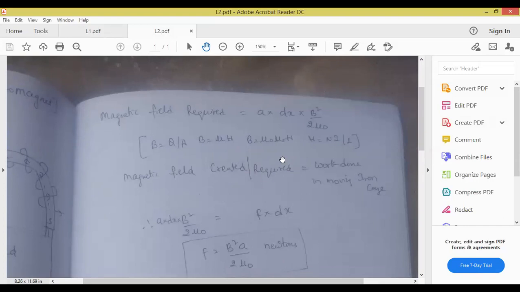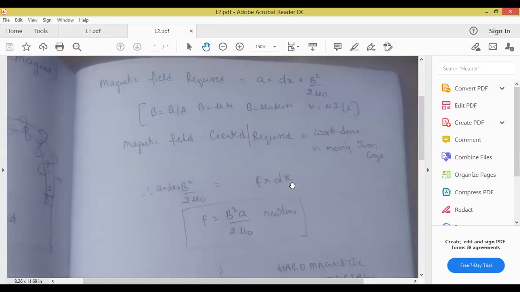It has to move that iron cage. Moving the iron cage is nothing but work done. So how much work is done by the magnetic field? Force into change in distance. So both are equated here, and we get the force value. So what is the lifting power of a magnet? Tell me the formula, all of you. Lifting power means the force. F is equal to, come on, read out. F is equal to B square into A by 2 mu naught.